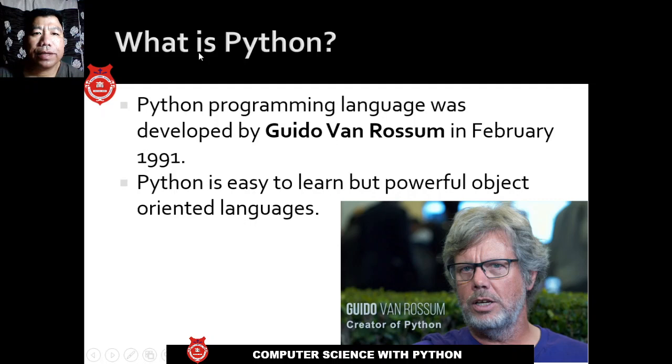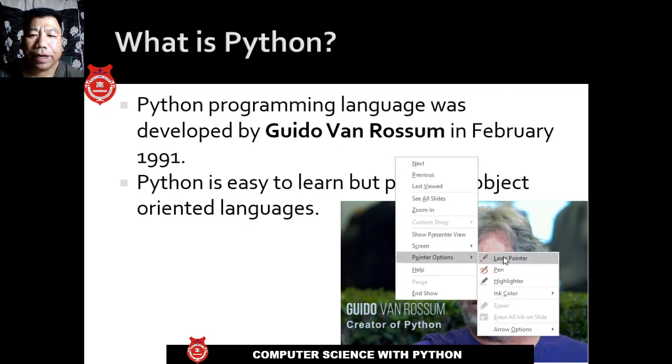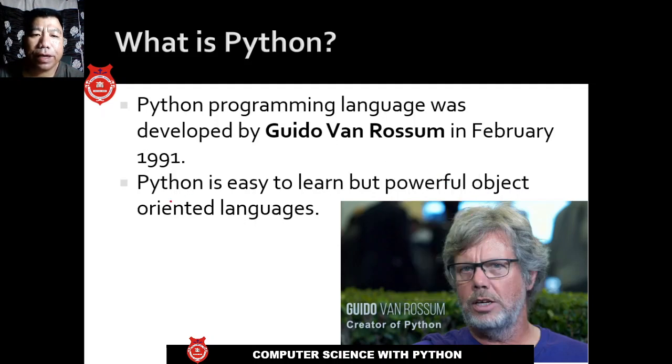First of all, what is Python? Python is a programming language developed by Guido van Rossum in February 1991. It is easy to learn, but also very powerful object-oriented programming. Okay, when we say object-oriented, we can simply think that it is a modern programming language.